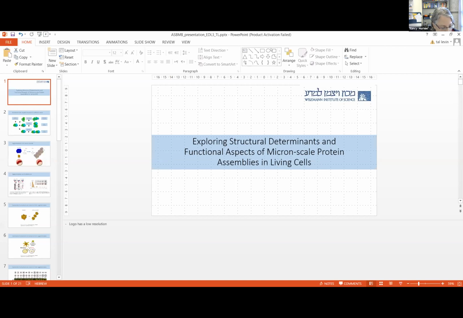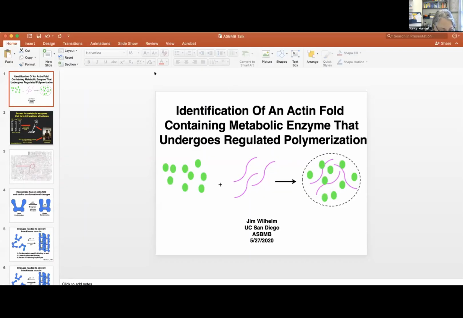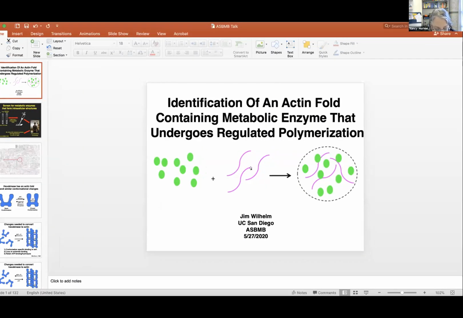Thank you, Tal. The next speaker is James Wilhelm from University of California, San Diego. So I actually showed one of his papers. It was one of the early papers that showed this self-association using screens. His title is Identification of an Actin Fold Containing Metabolic Enzyme that Undergoes Regulated Polymerization.